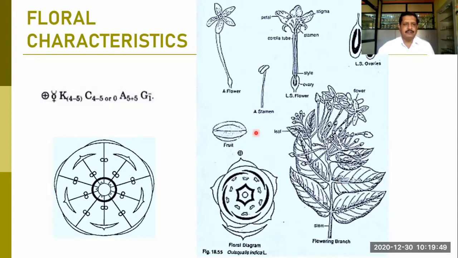Here you can find the floral characters, that is, the floral diagram and floral formula. The flower is tetra to pentamerous. It is actinomorphic because all the petals are similar in size. Then it is bisexual, where Androecium and Gynoecium are there, but we just discussed that there may be unisexual flowers in some members where there is degeneration of one of the reproductive structures, that is Androecium or Gynoecium.